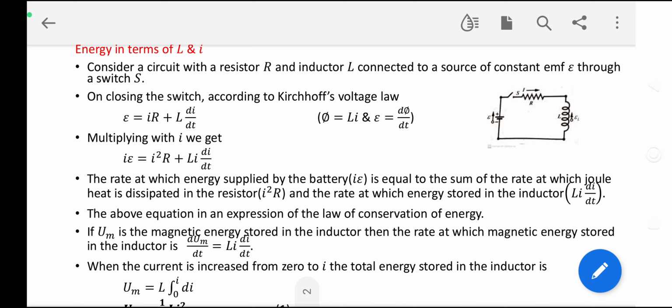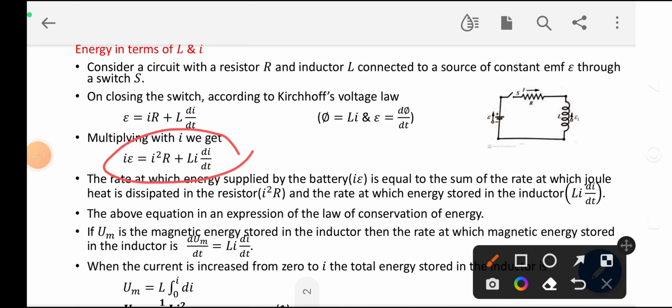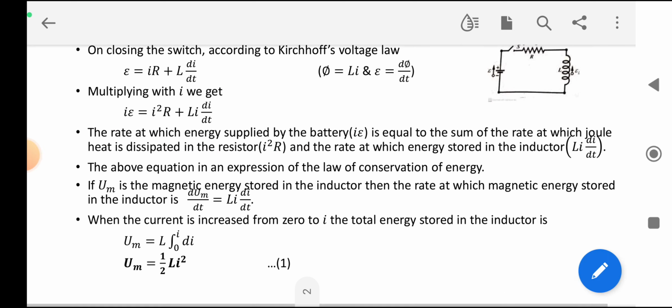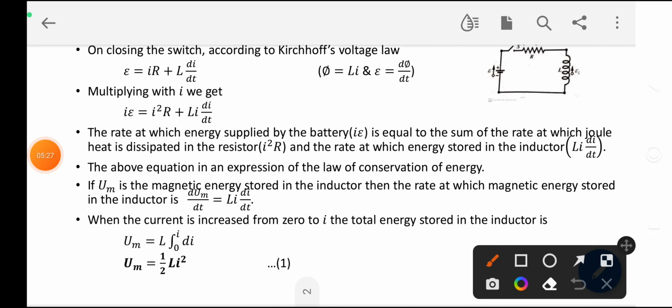So this is in terms of equation and in terms of statement only. Next, the above equation is an expression of the law of conservation of energy. Yes, energy can neither be created nor destroyed. So this energy is converted into heat and inductor energy. The heat energy is not available to us, but the inductor energy is available, so it is taken.